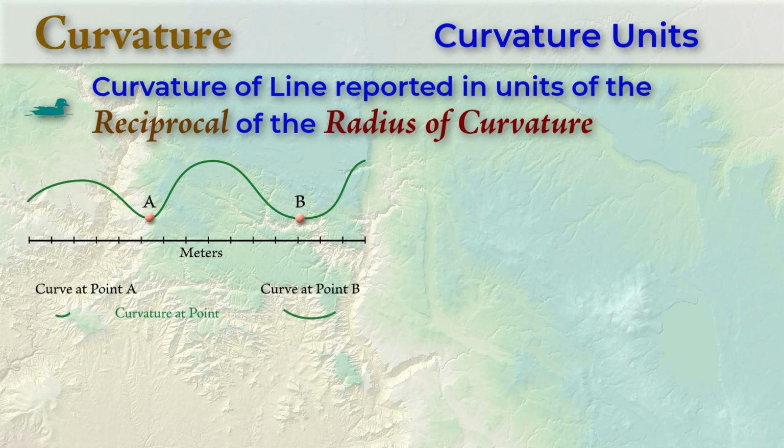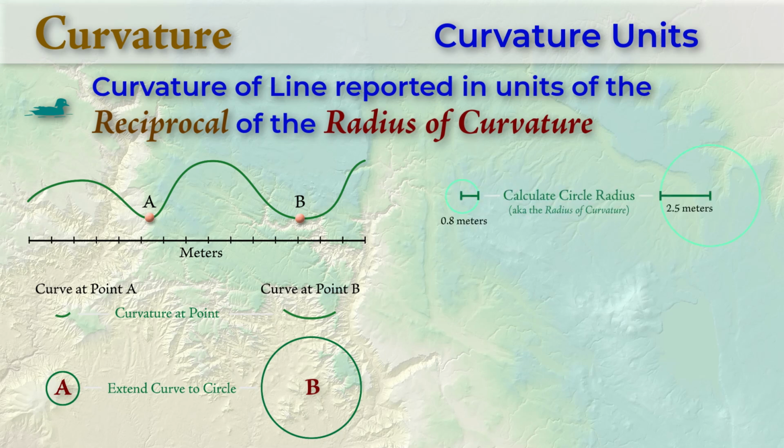Start by imagining that the line does have some particular curvature value at that point. If we extend a line following that single curvature value, we're going to get a circle. Once we've got that circle, we'll have a small circle for point A and a larger circle for point B. We calculate the radius of that circle, in meters in this case because we're measuring in meters. The circle at point A has a small radius of 0.8 meters. The circle at point B has a larger radius of 2.5 meters. In each case, this is what we call the radius of curvature for that circle.